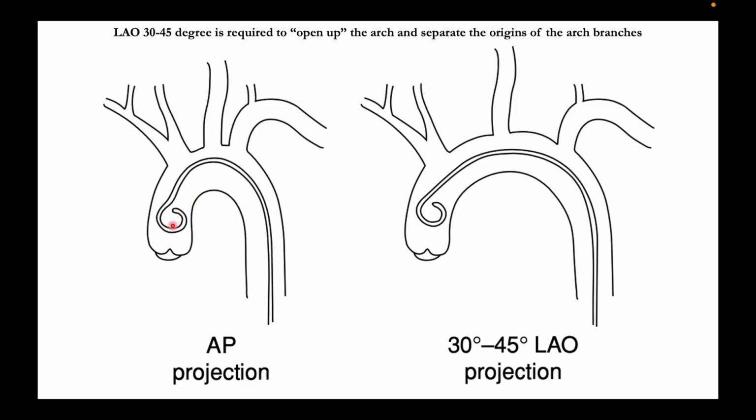Now the best projection to engage these neck vessels is not the AP view, because here you can see the three branches are not really opening up very nicely, as compared to this LAO projection, where the arch has really straightened out and the three branches are very clearly visible. So it's easier to engage in the LAO projection if you have to engage any of the neck vessels.